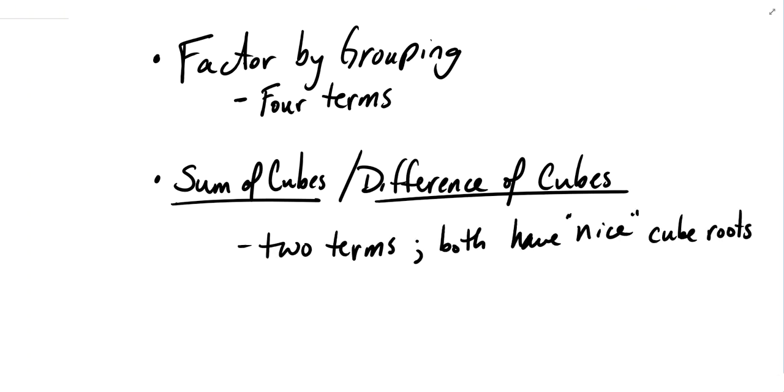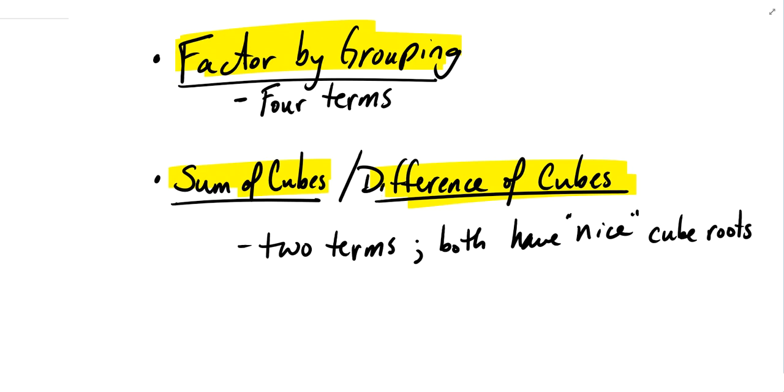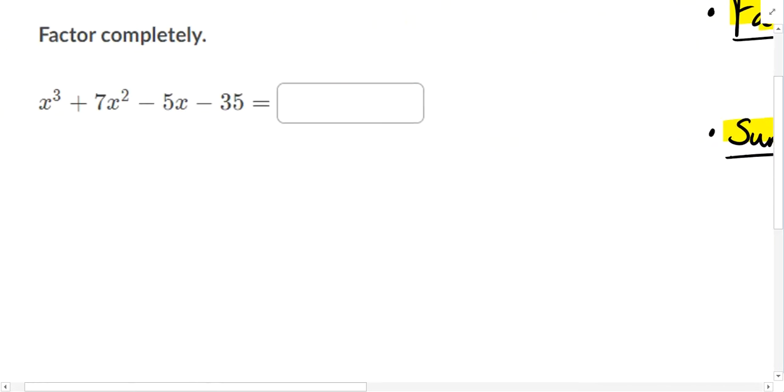Now, with the sum of cubes or difference of cubes, the polynomial will only have 2 terms, and both of those terms have to have nice cube roots. I'll see if we've got any examples that pop up on this page. Now, if you search for these 3 methods, factor by grouping, sum of cubes, or difference of cubes, on the internet or on YouTube specifically, certainly you'll find lots of videos out there for help on those topics.